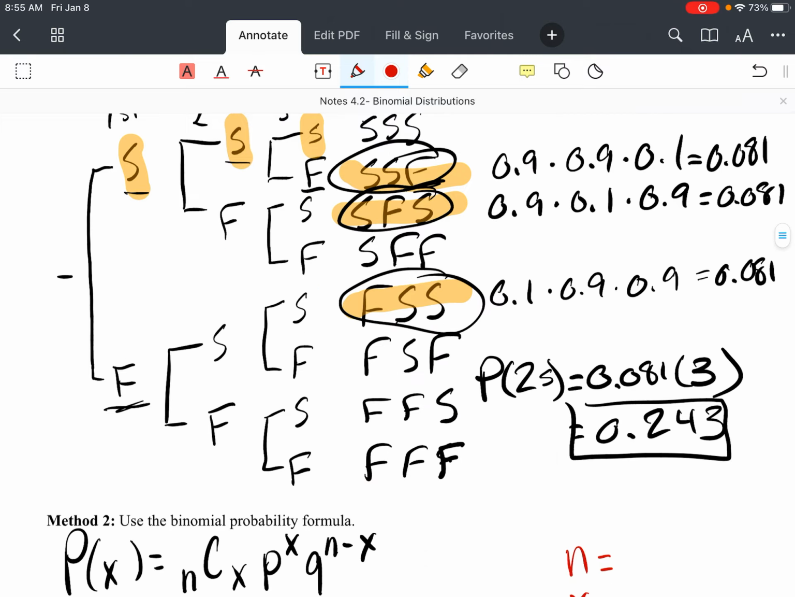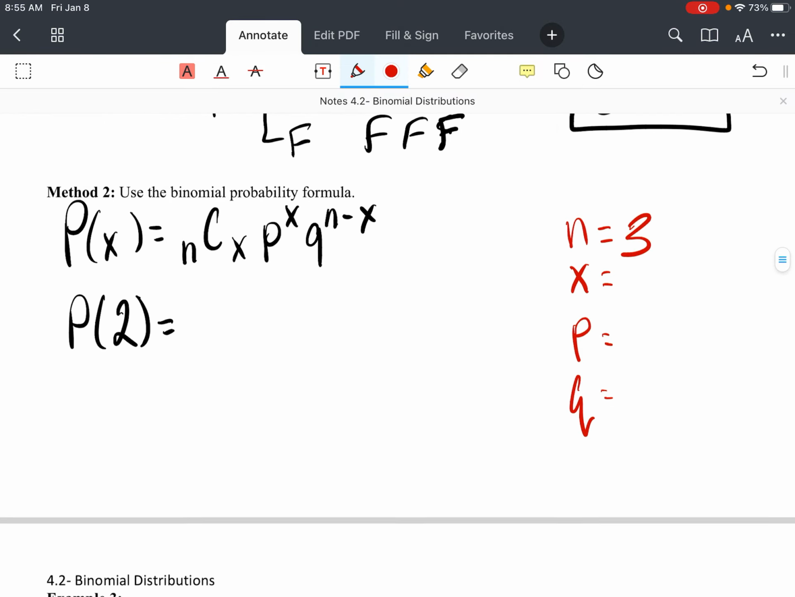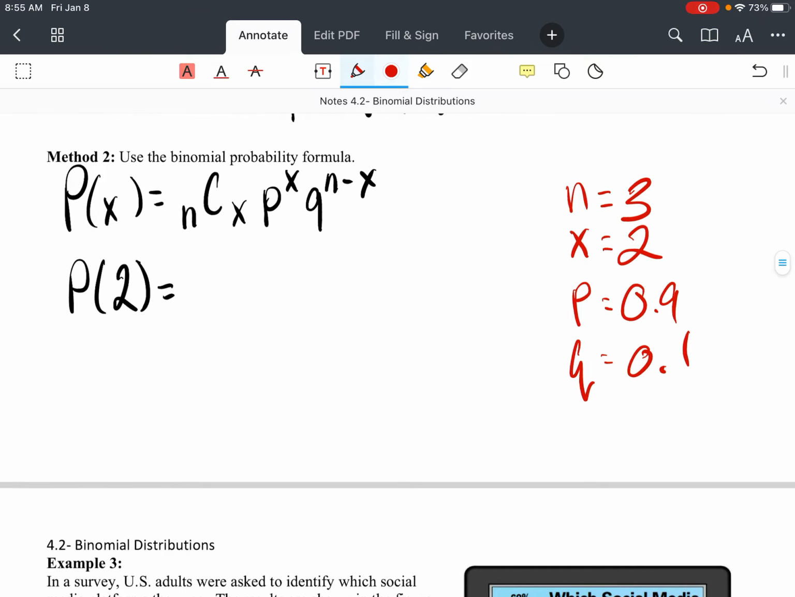We're doing it on 3 patients, so n is 3. x is 2. p is the probability of success, so that's 0.9. And q is the probability of failure, which is 1 minus 0.9, which is 0.1. So I'm going to plug these numbers in. I've got 3 choose 2 times the probability of success, 0.9 raised to the x, so 2, times q, which is 0.1, raised to the n minus x, which is 3 minus 2, or you could just write 1.